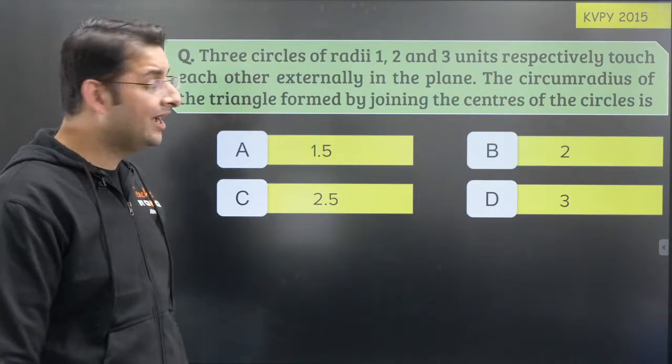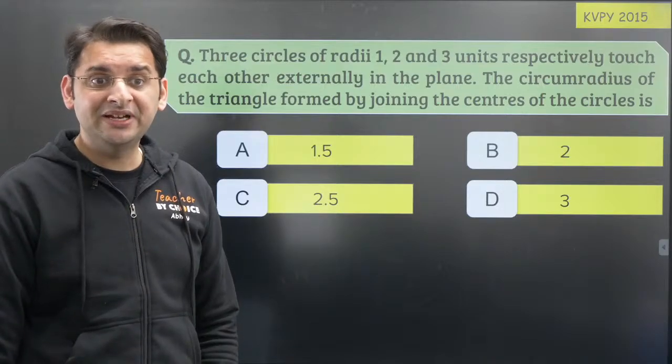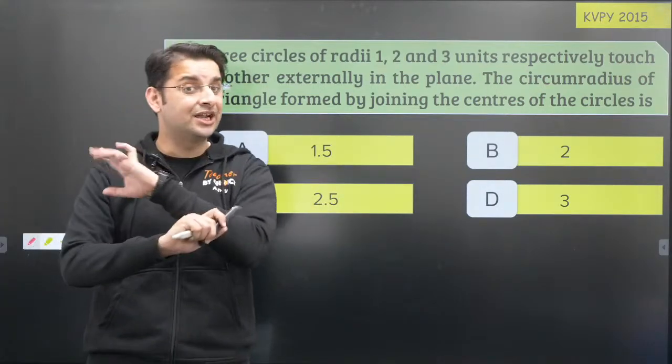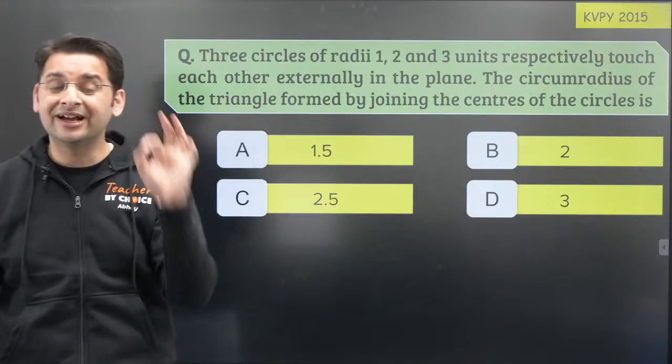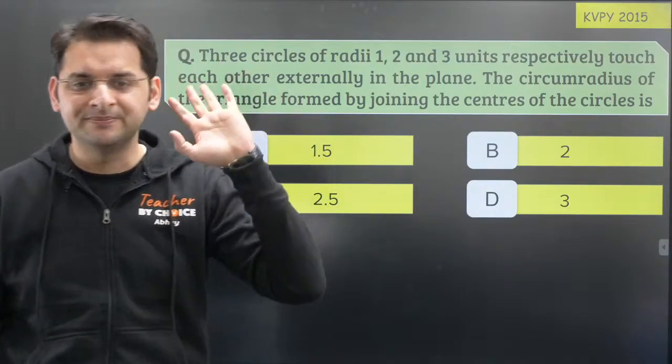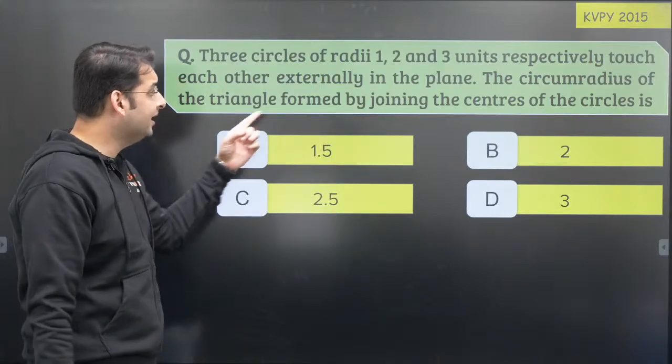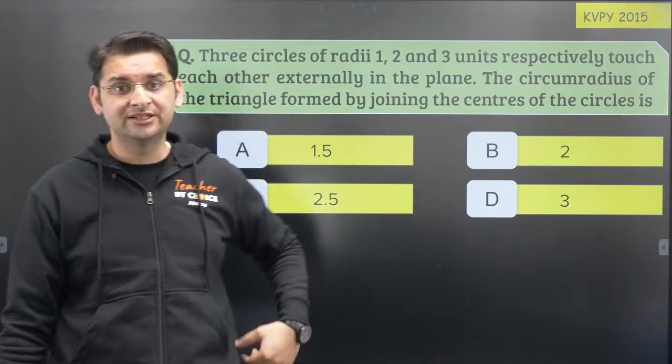So three circles of radii 1, 2 and 3 respectively touch each other externally in the plane. तो बच्चों 3 सर्कल्स, 2 सर्कल्स कभी भी हो, अभी बताया मैंने, क्या करना है, सेंटर्स ज्वाइन कर दो, खत्म. The circumradius of the triangle formed by joining the centers of these circles is?